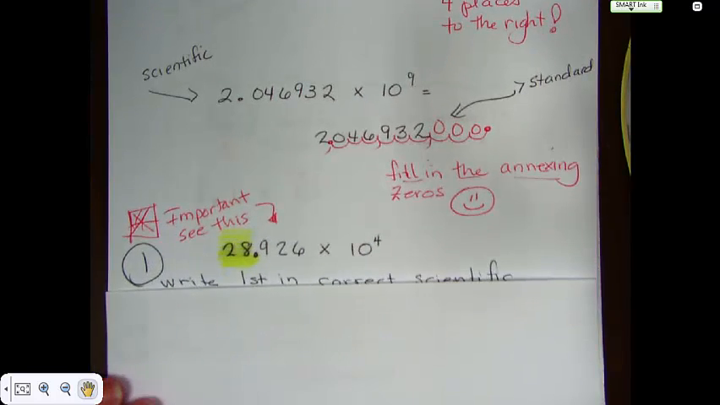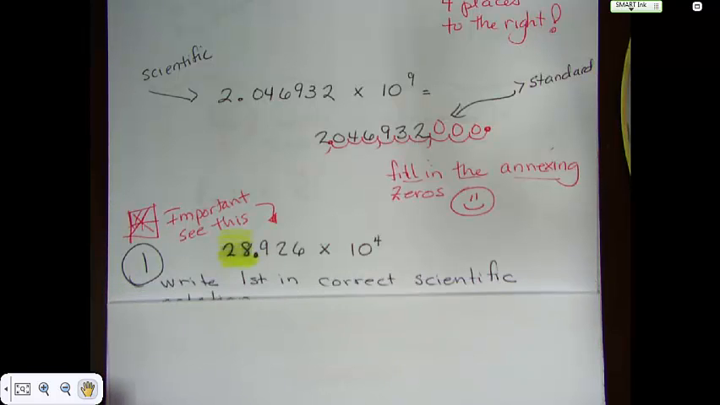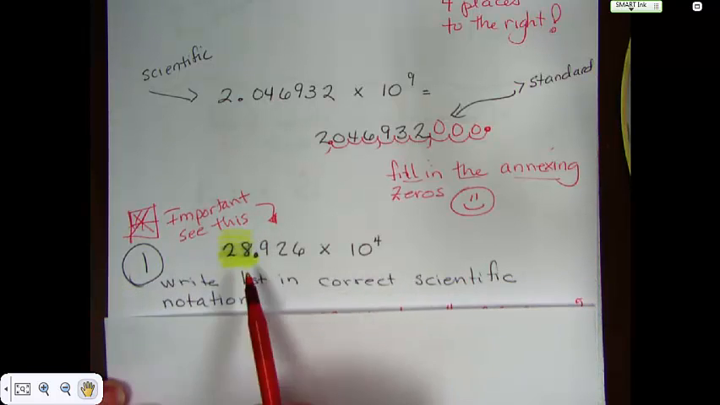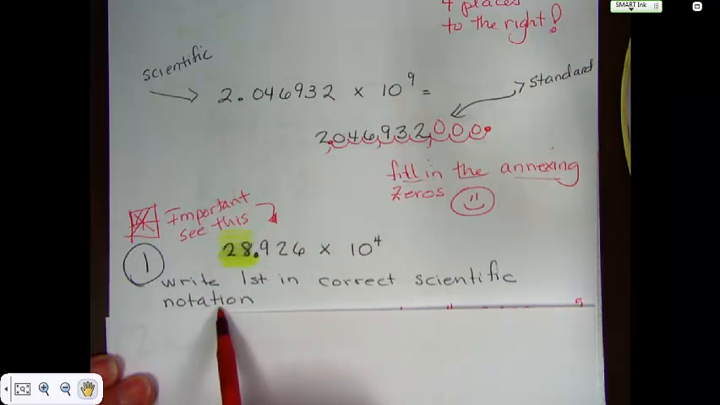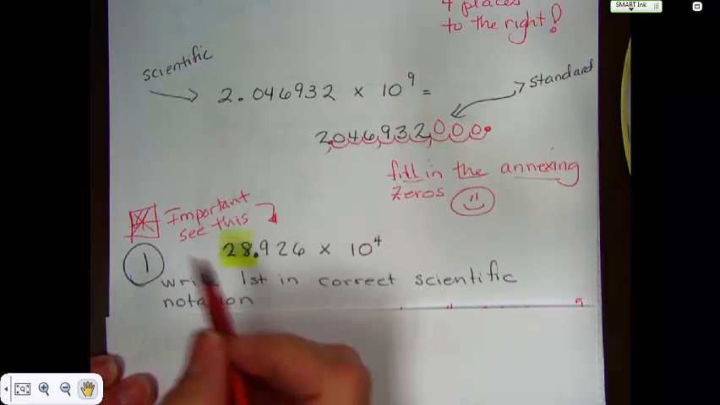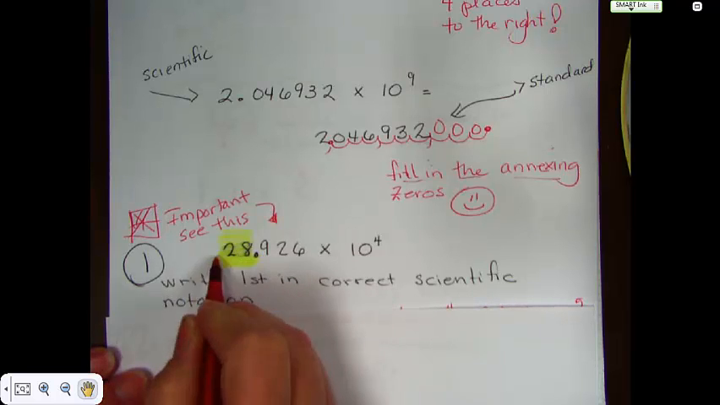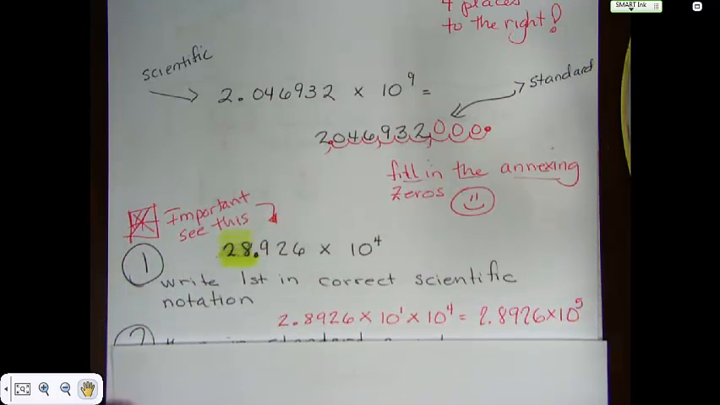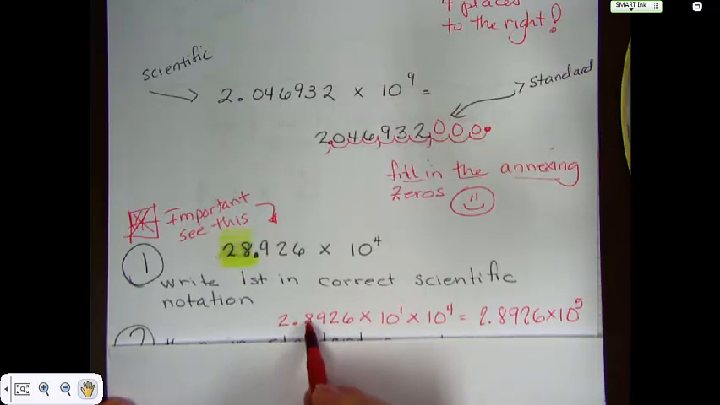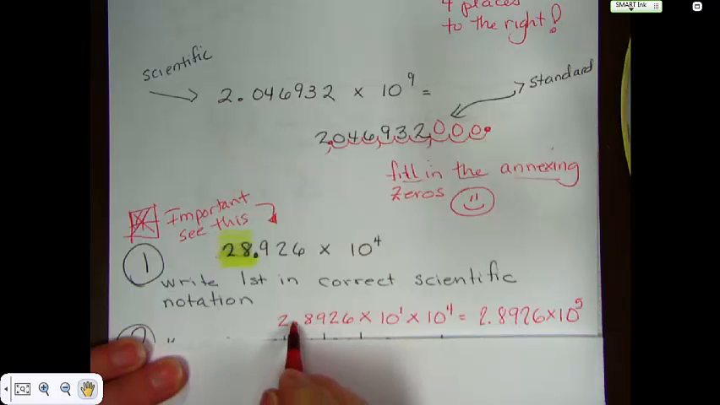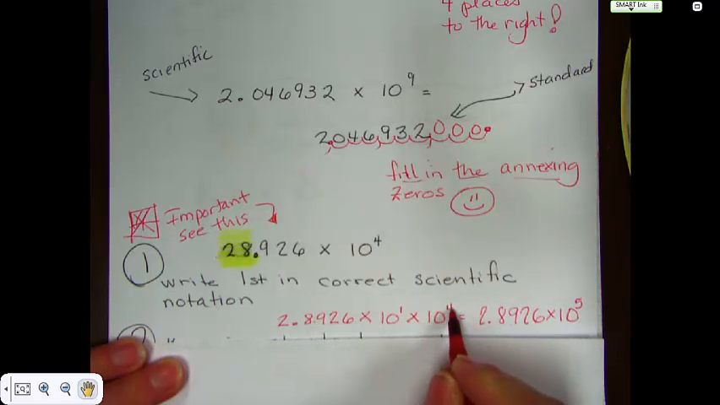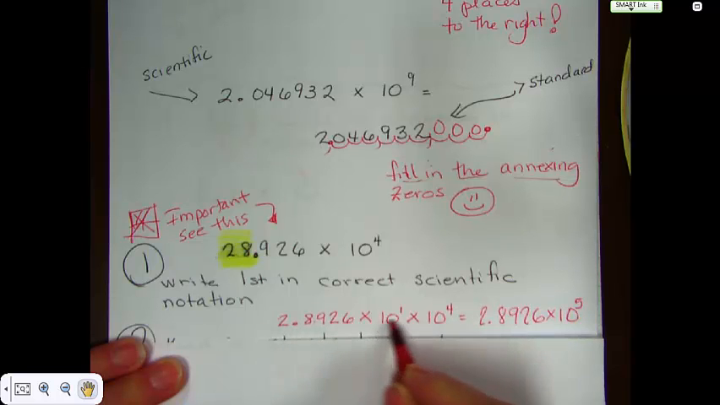Now, here's an example that's really important for you to see. It says write this in correct scientific notation. Note, this is not correct because there should only be one number to the left of the decimal, and there are two. So you would have to rewrite it as 2.8926 times 10 to the first. That would get us to the 28, okay? And then times 10 to the fourth. So you have to add that on.